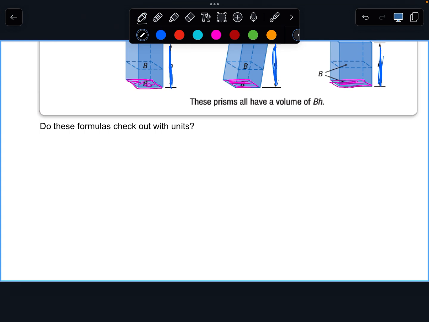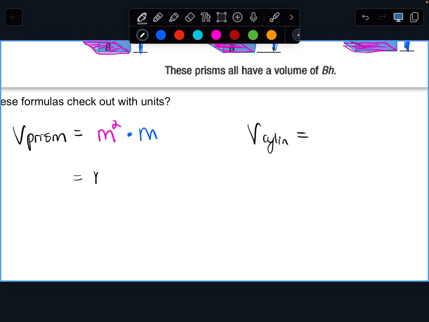Volume units. Okay, so if you did volume of a prism versus volume of a cylinder, for the prism, your units for the base, let's just do meters for fun, so meters squared would be the area of the base. And then times the height, which would be a length. So if you did this strictly algebra style, meters squared times meters is meters cubed. So cubic unit is what volume is.